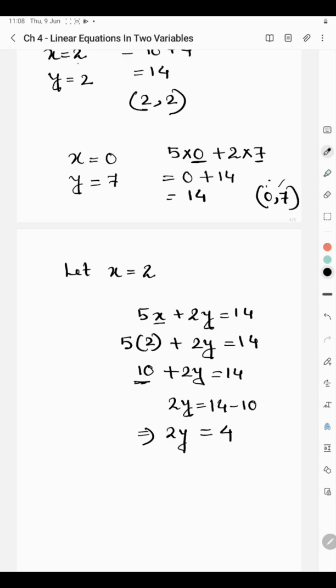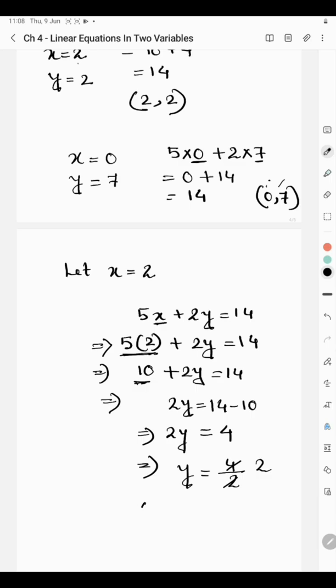Here we have put the value of x first and the rest everything will remain the same. Then we just multiplied this. Since we are finding the value of y, 2y will remain the same on the left hand side. Only we will transpose 10 to the right hand side, so plus 10 will be minus 10. So 14 minus 10 is 4. Now 2 multiplied by y is equal to 4. So what will be the value of y? After going to the other side, it will be division. So 4 divided by 2 is 2.